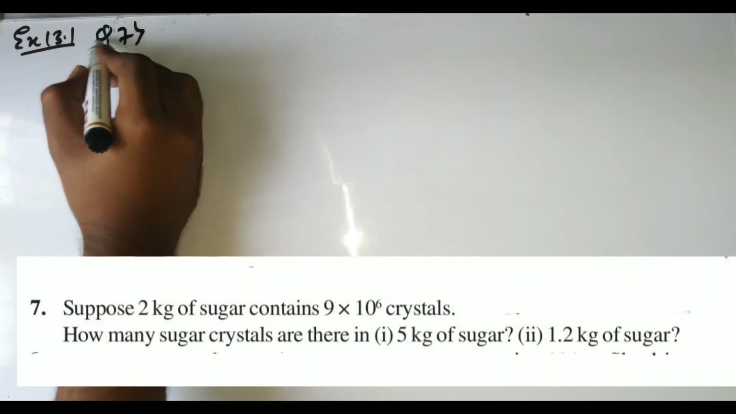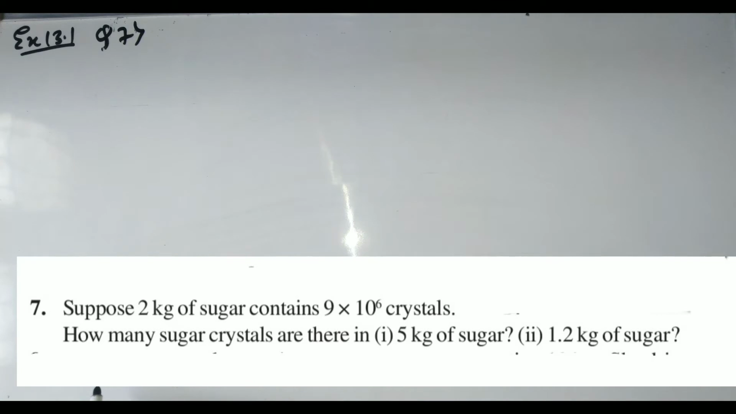Moving on to the seventh part of the question. Now here what is given? Suppose 2 kg of sugar contains 9 into 10 to the power 6 crystals. How many sugar crystals are there in? Two parts are there. One is 5 kg of sugar and 1.5 kg of sugar. So let us find out.